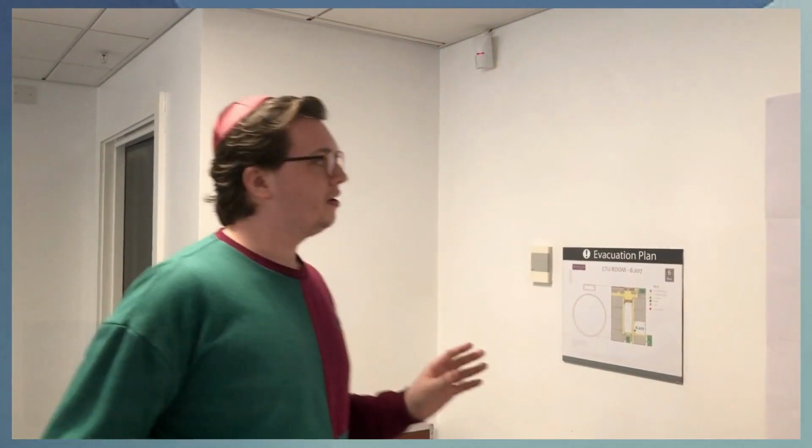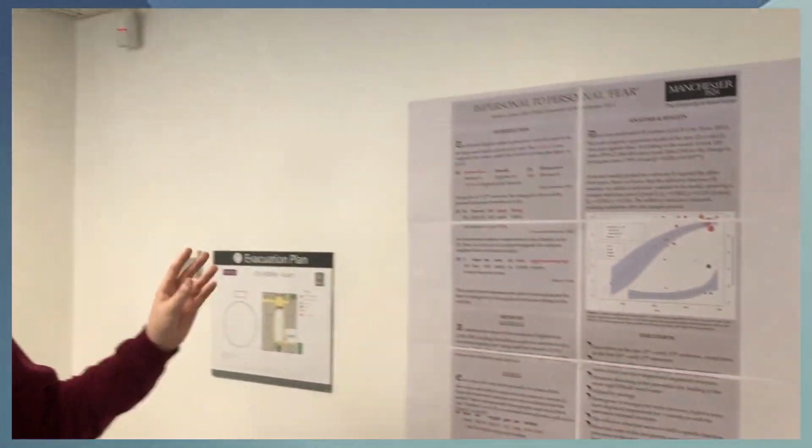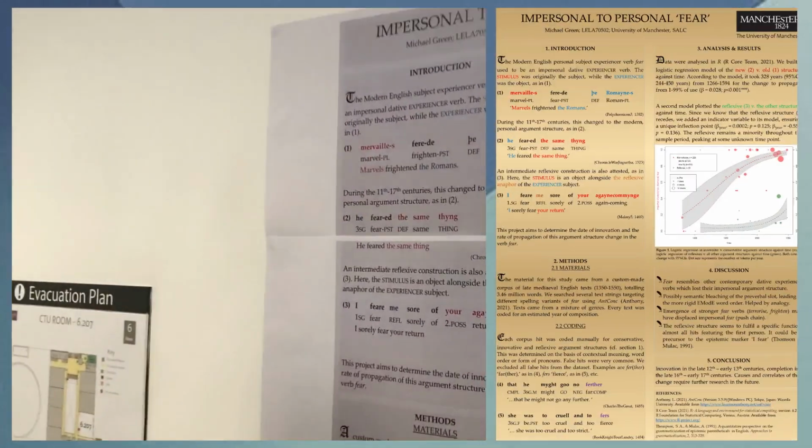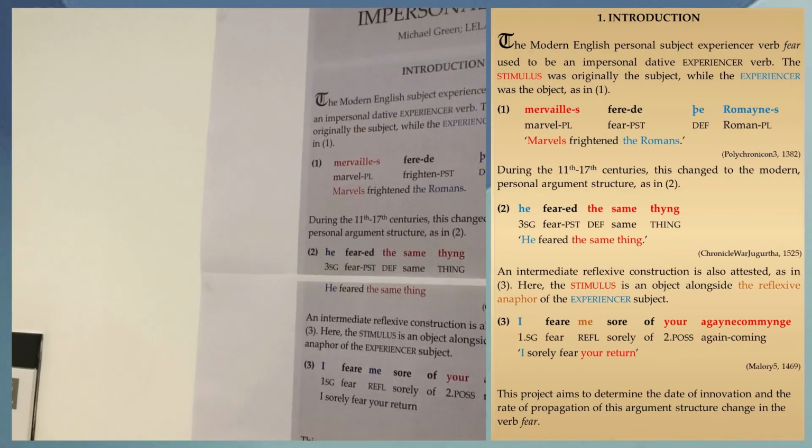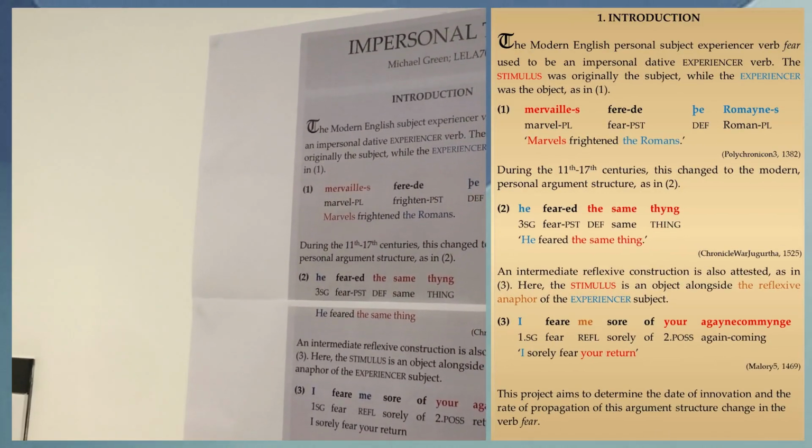Enjoy. The English verb to fear originally had an argument structure which put the stimulus in the subject position and the experiencer in the object position, as in example one, where we have "Marvels feared the Romans," which translates into the modern form as "the Marvels frightened."